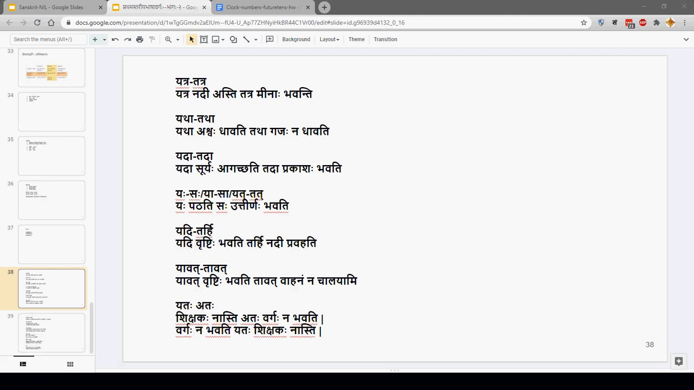So for example, I can say रुष्टिः भवति अतः अहं वाहनं न चालयामि. Rain happens, therefore I don't drive the vehicle. If you reverse it, first you put that, वाहनं न चालयामि यतः रुष्टिः भवति, because rain is happening.